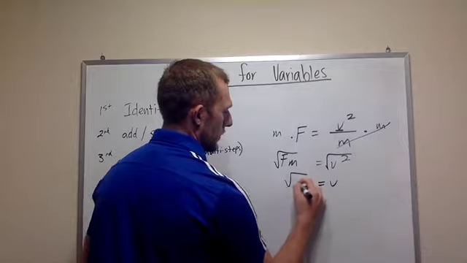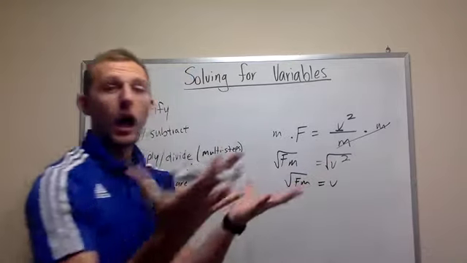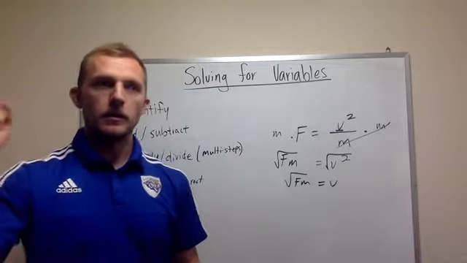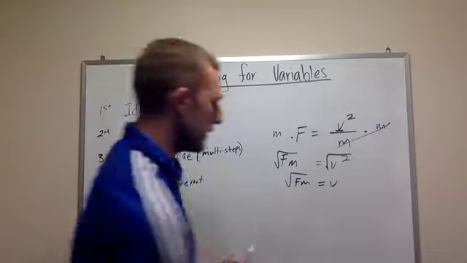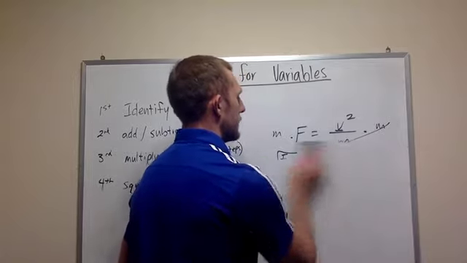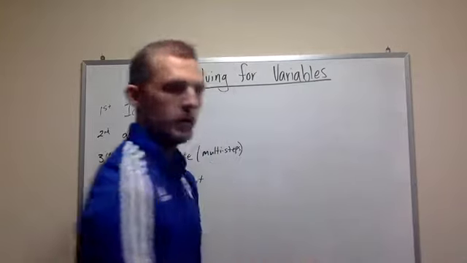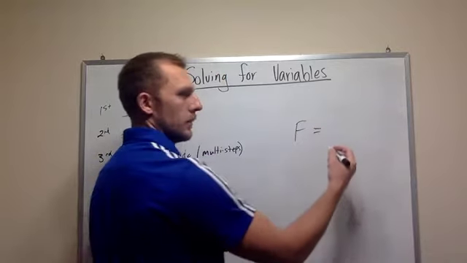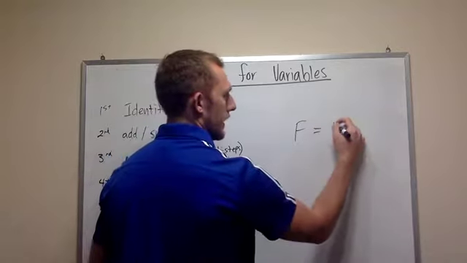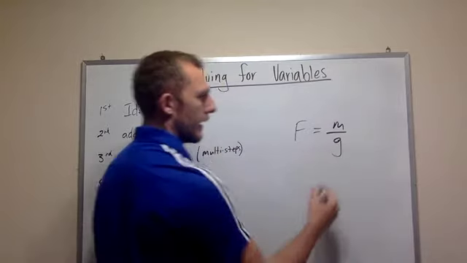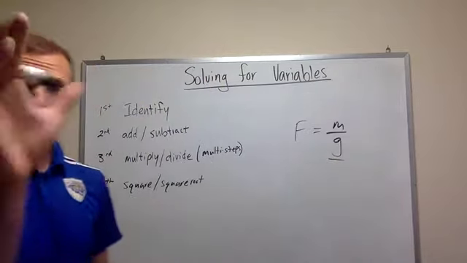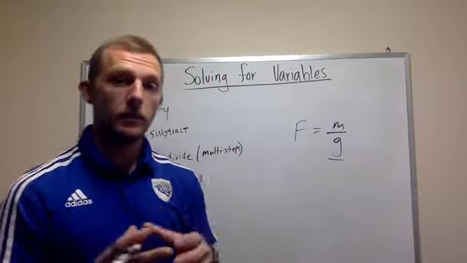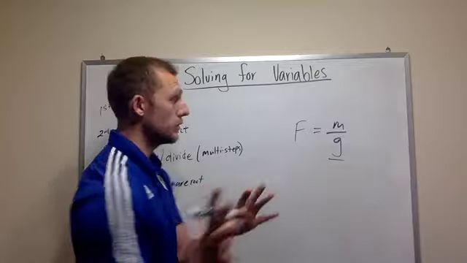So v equals the square root of f times m. Ta-da! And that's what you would do, okay? Now, one thing that I've seen a lot of common mistakes on is this, okay? F equals m over g. And I'm telling you to solve for g. This is what I see, all right? So that you can understand, hey, maybe I'm not doing it right. So this is what I'm seeing.